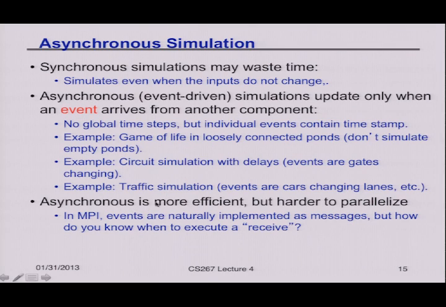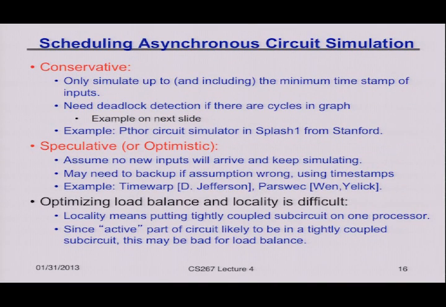So asynchronous can be much more efficient, but it's going to be harder to parallelize, and there are going to be two approaches. And the basic idea is, how do you know when your neighbor has sent you something and how to change? So there are two ways to go. And again, this is a little bit of a review. There's the conservative approach and the speculative approach.